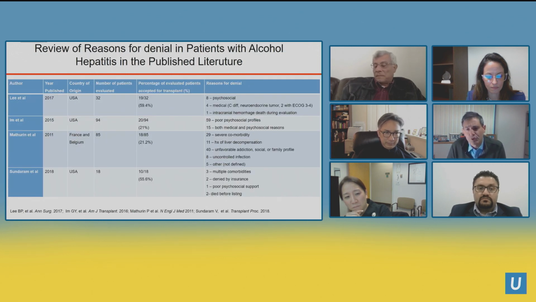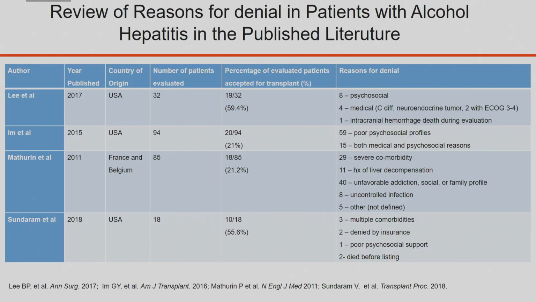But looking at the reasons why people are not considered transplant candidates, as my colleagues have said, the overlying reasons are not medical problems. The reasons people are denied for alcohol hepatitis have more to do with psychosocial issues. This is a summary of just 4 papers out of the whole medical literature; only 4 papers have looked at reasons for denial. You see that the most common reasons are psychosocial and psychiatric, in contrast to non-alcohol hepatitis, where the most common reasons are medical comorbidities.